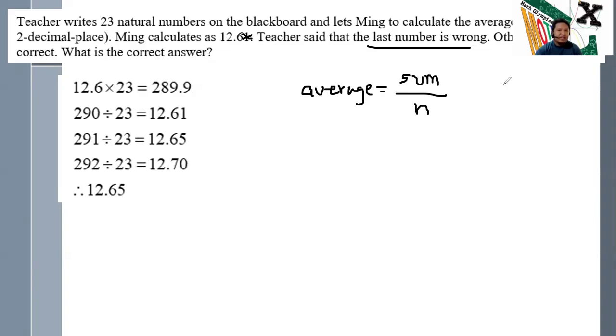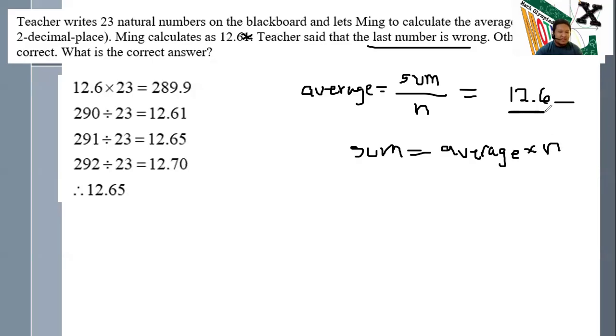We're trying to find the sum. But we know that the correct average is 12.6-something, because we'll be rounding it off to two decimal places. So what we do right now is find the sum of the 23 numbers, which is equivalent to the average times n. We use 12.6 first and multiply it by 23, because n is the number of numbers. How many are there? That's 23. So 12.6 times 23 will give us 289.9.